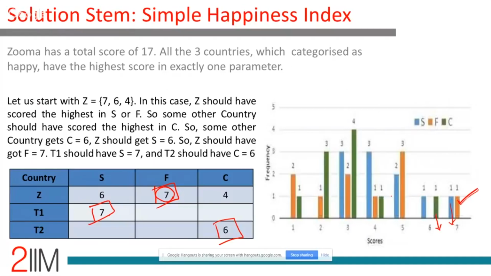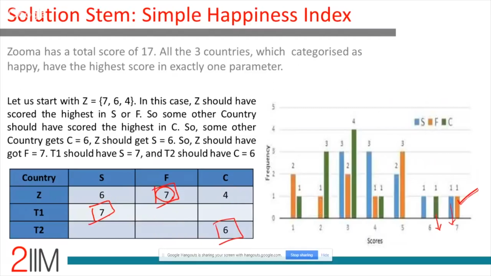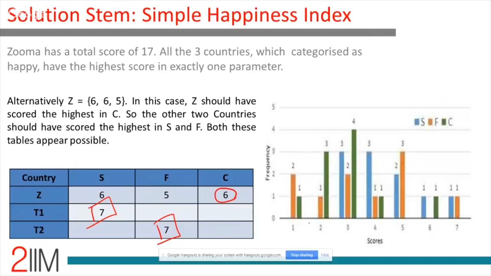and corruption perception. The other way around, if you're looking at it from the 6 5 6 point of view, then Zuma has got the highest in C. The other 2 should have got the highest in S, which is social support, and in freedom. So the 3 happy countries should stack up like this: 6 7 4 for Zuma, and then 7 0 6 for the other 2, or 6 5 6 for Zuma, 7 0 7 for the other 2.